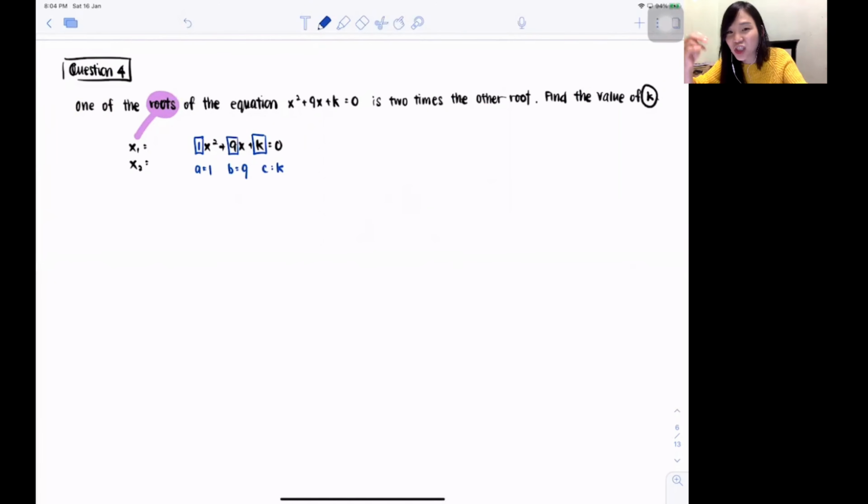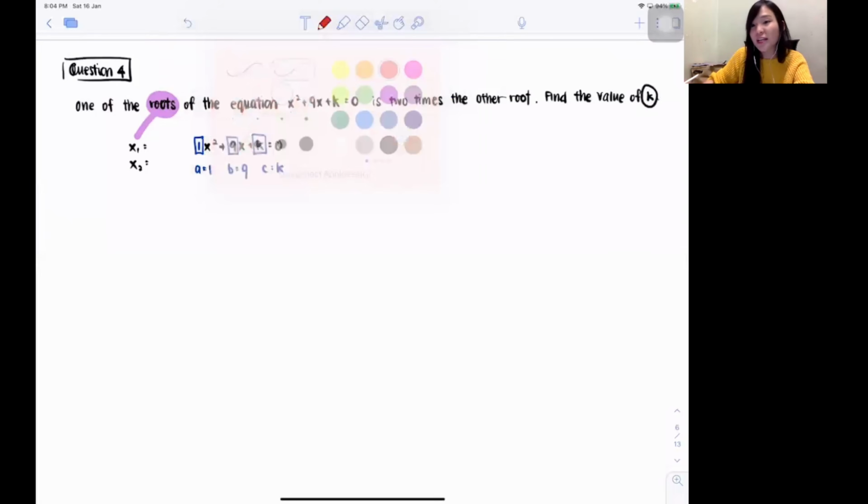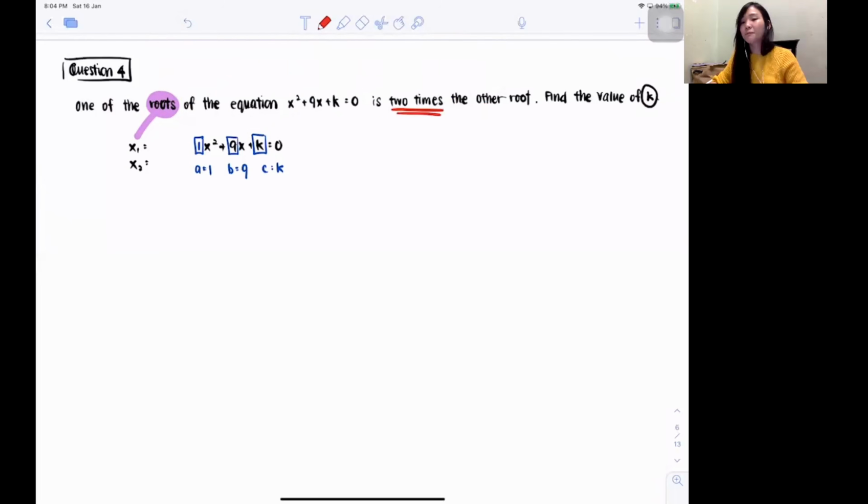But do you realize that for all the first 3 questions I showed you just now, the questions give you the roots? Either they give you numbers like 4, 3 over 4, or whatever, or they give you alpha, beta, alpha plus 3, beta plus 3, something like that. This question, do they give you? No. They just tell you one of the roots is 2 times the other root. They never tell you your roots are alpha or beta or 4 or 5. But they do tell you the relation.